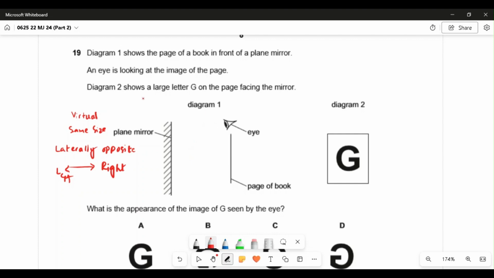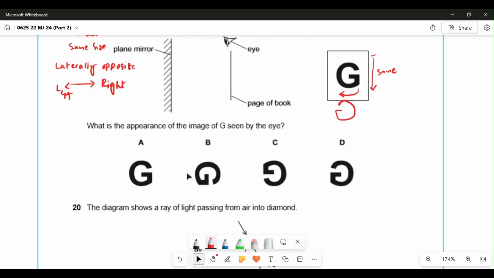Now, diagram 2 shows a large letter G on the page in front of the mirror. So if this is G, this up and down remains the same. So G will remain the same as top and bottom, but left and right will change. It means this side will move into this side. So you can see this may be, if I can draw, I'm not good at drawing, it can be like this, left right will change.